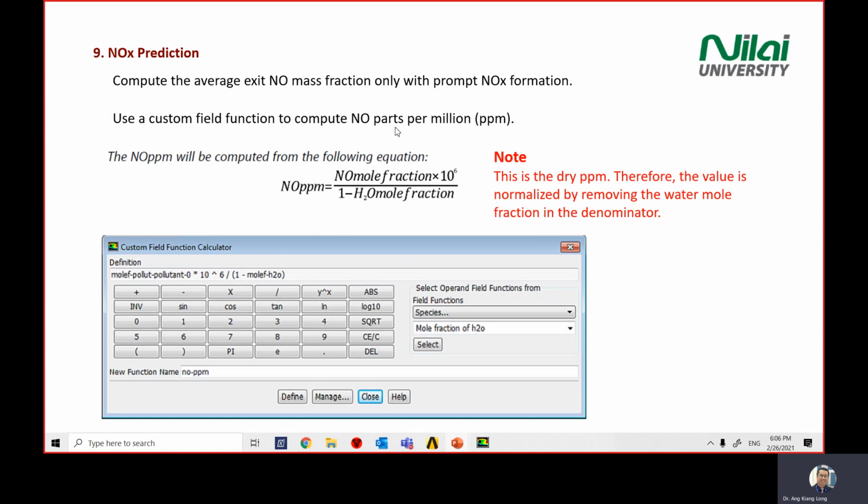So to calculate the number of parts per million, or ppm, we take the NO, nitrogen oxide, mole fraction times 10 power 6, divided by 1 minus the water, H2O, mole fraction. So you take the mole fraction for your NO divided by 1 minus the water mole fraction. So how do we put all these numbers into this calculator?